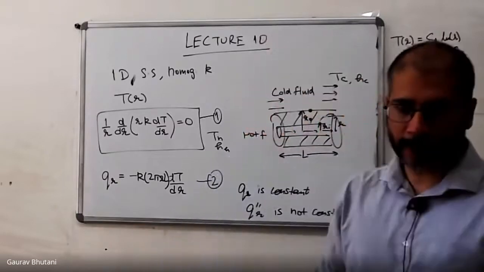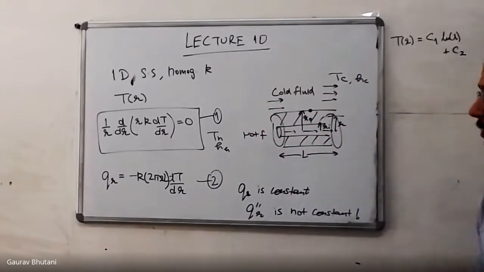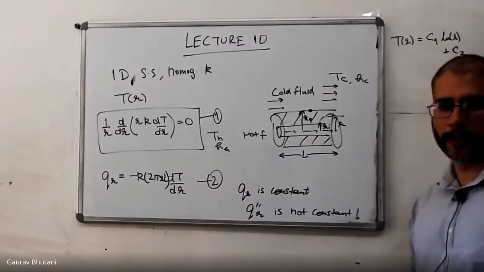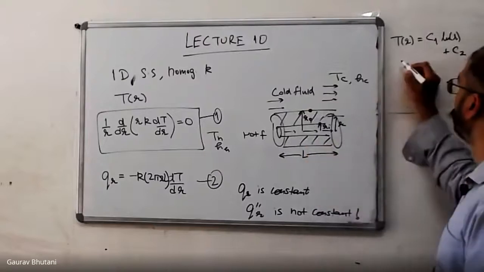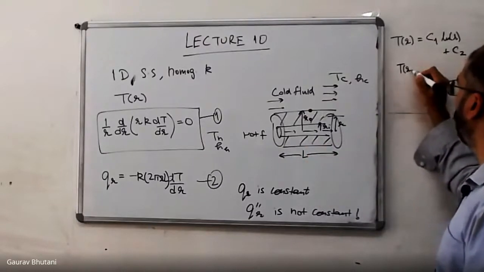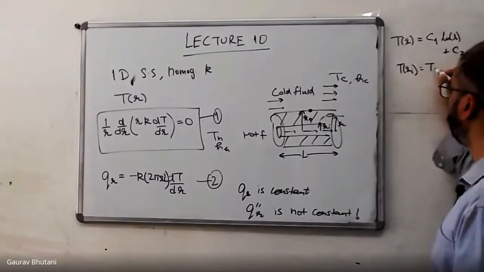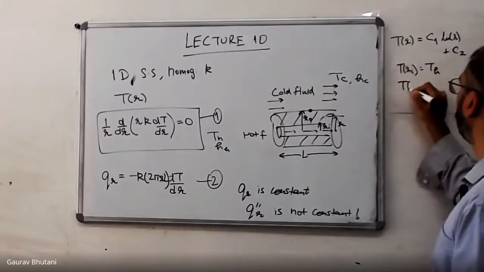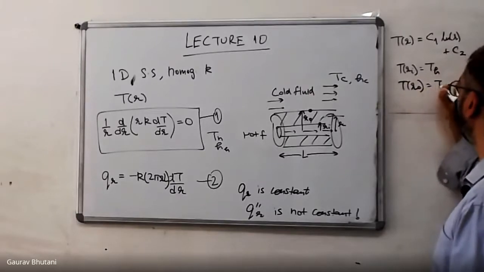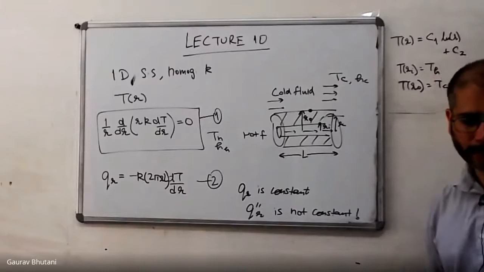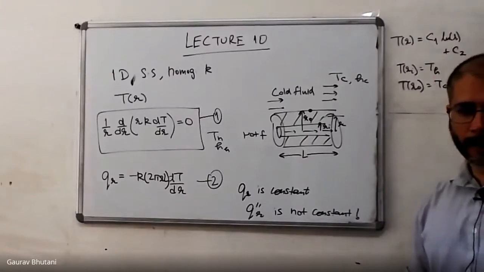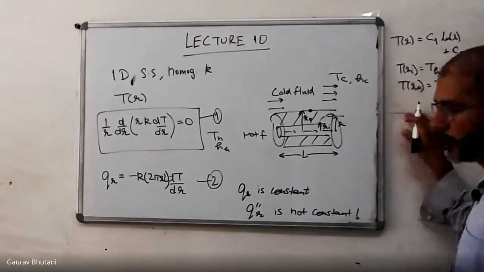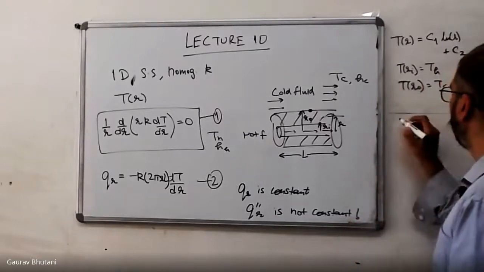And you have two constants here because it's a second order ODE, and the two boundary conditions you have here are both Dirichlet. So the boundary conditions are T at Ri is T hot, and T at R out is T cold. All right, so we substitute these and get the values of the constants. I won't do that here in the interest of time. I will simply write the solution.